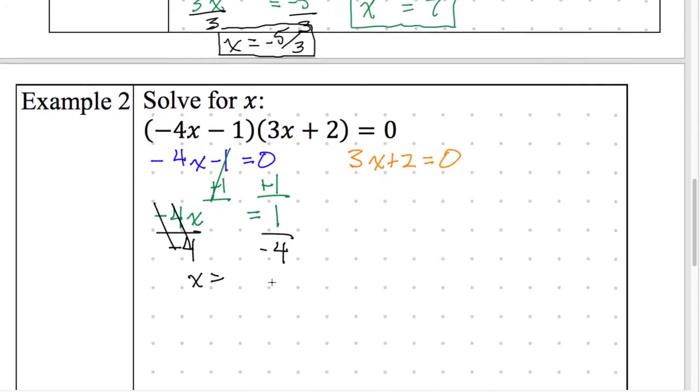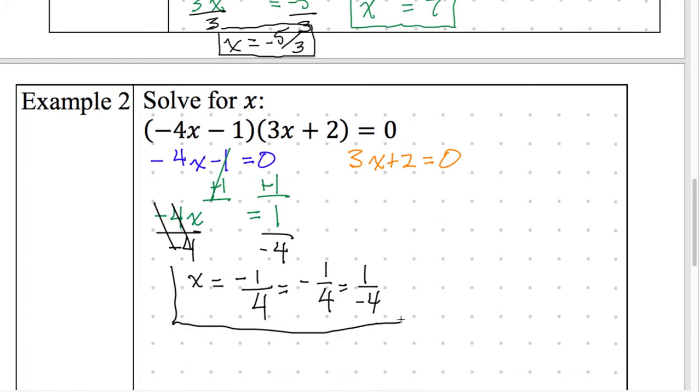It doesn't matter how you write this. That equal sign was a little bit sloppy. You can write this as negative 1/4, or as 1 over negative 4. All of these are the same thing. It doesn't matter where that negative sign is, as long as you have at least one negative sign.